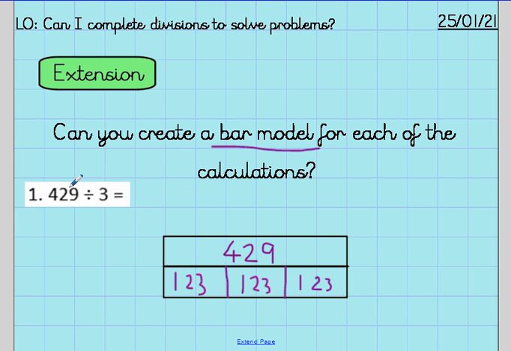And we said here that this 429 divided by 3, we've got a whole amount up here, 429. We've split it into 3 equal groups below, and we know that each individual group is going to be 143. So we could use a bar model to show our division.